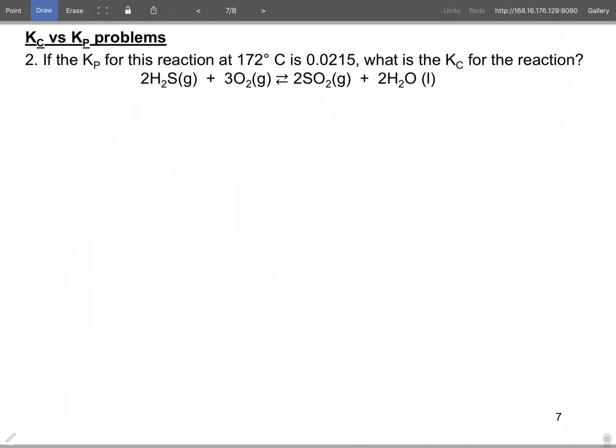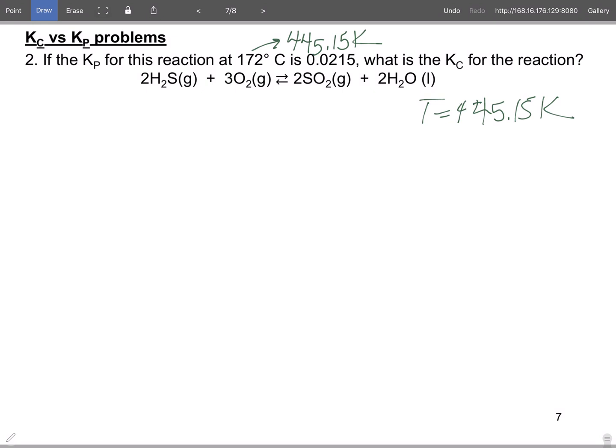The Kp for this reaction at 120 degrees C is given. What is the Kc for the reaction? Now, you can do this in any order that you want. However, I'm kind of annoying. I go ahead and say, oh, look, there's a temperature. Let's go ahead and convert it. So if I add 273.15 to it, I'm going to end up with 445.15 K. So my temperature is 445.15 K because we added 273.15 to it.